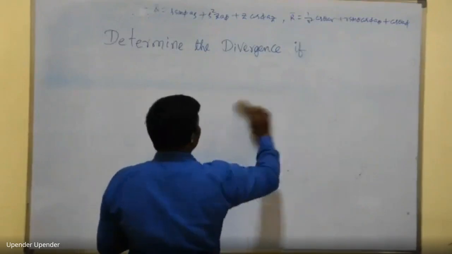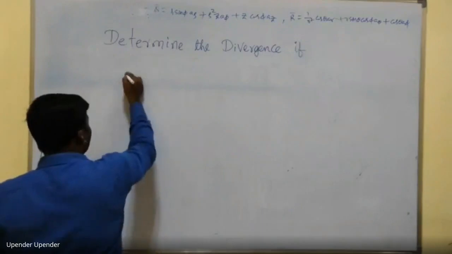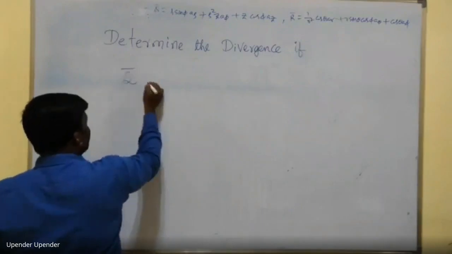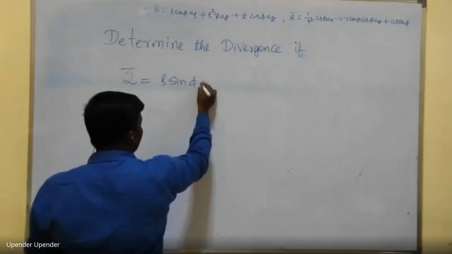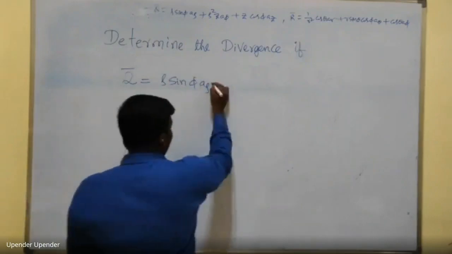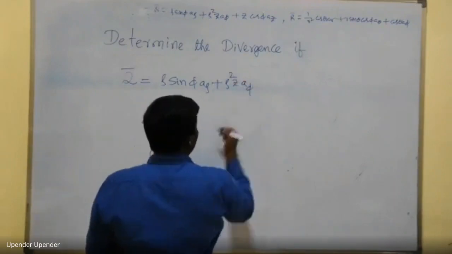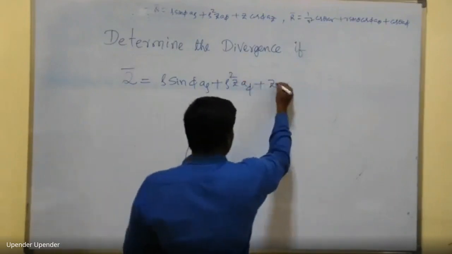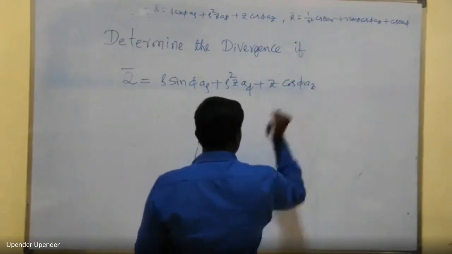Next, move on to the second vector. What is the second vector? That is q bar. Q bar is given as rho sin phi a rho plus rho square z a phi plus z cos phi az.